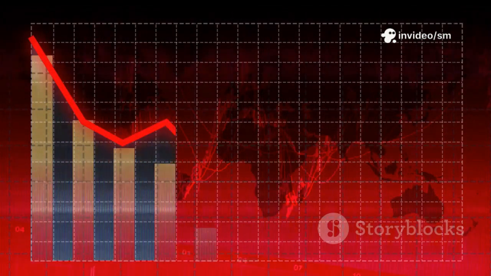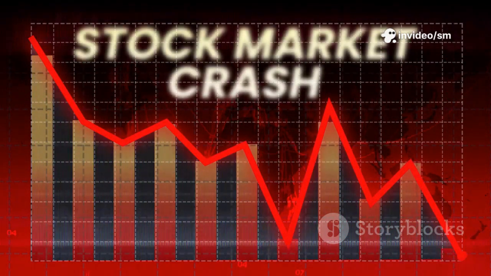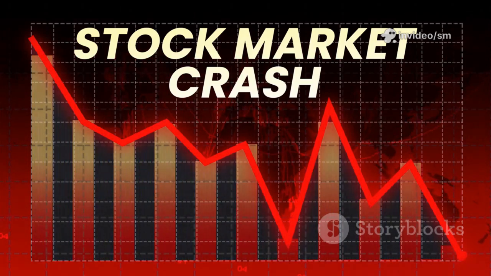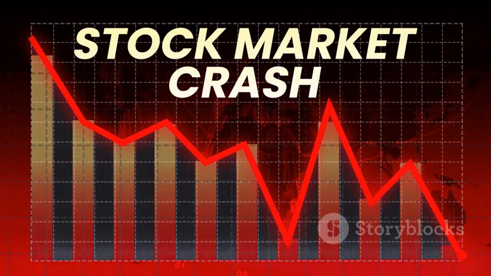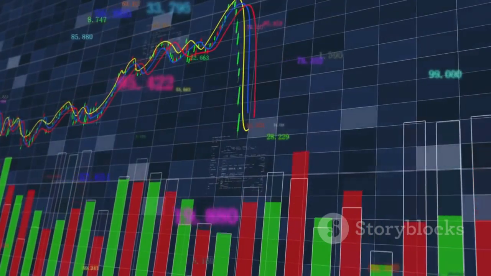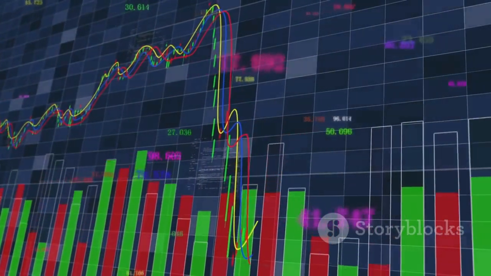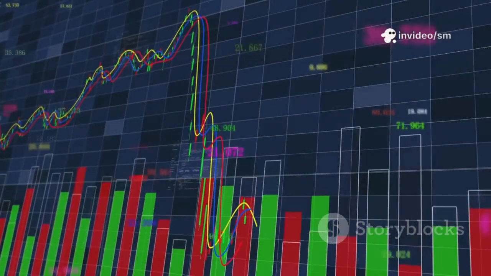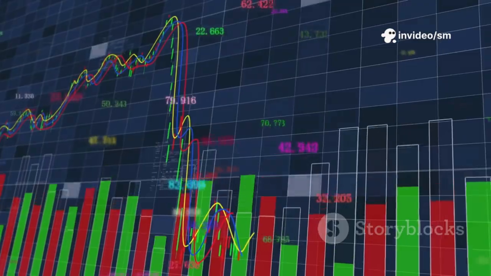If it falls below support, that's a bearish breakdown. Consider selling or shorting. This means sellers are in control, and the price may continue to drop. The key is volume. Real breakouts come with a surge in trading activity. High volume confirms that many traders agree with the move, making it more likely to last.